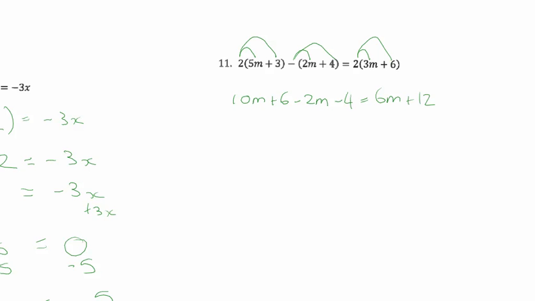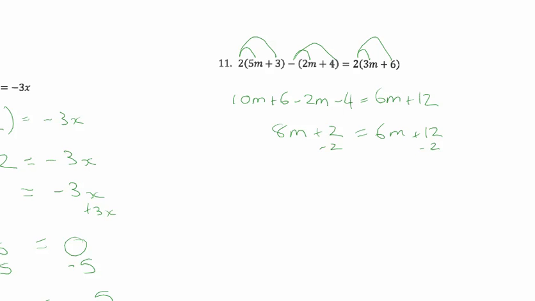Once again, broken brackets, just a straightforward linear equation. Get the variables on one side. 10m minus 2m, that's 8m, so I can simplify a little already. 8m plus 6 minus 4 is plus 2, equal to 6m plus 12. We want numbers on one side, so I'm going to subtract 2 from this side and subtract 2 from this side. Do the same thing on both sides.